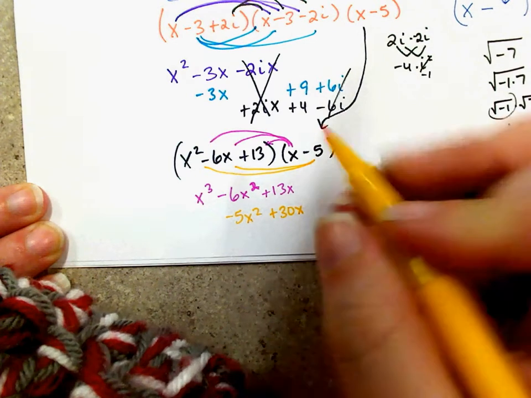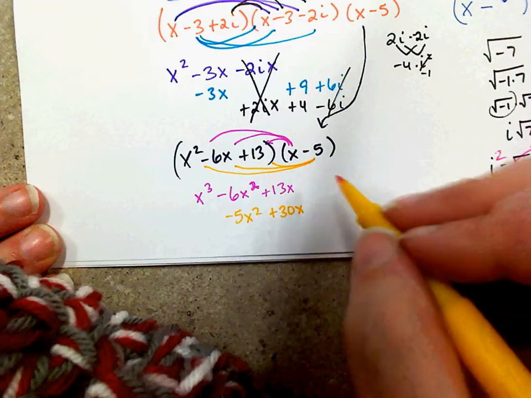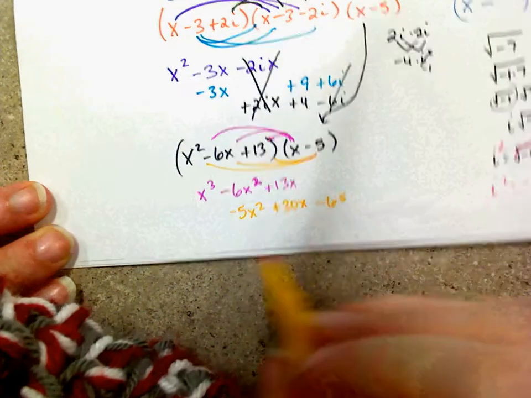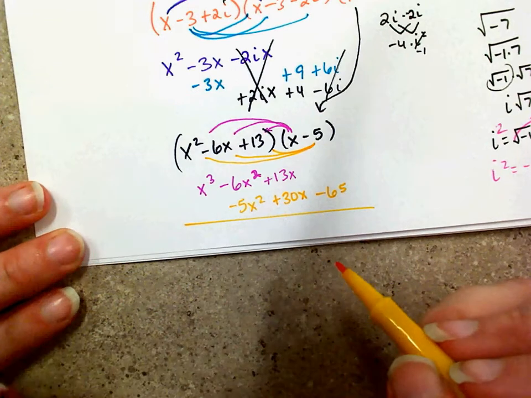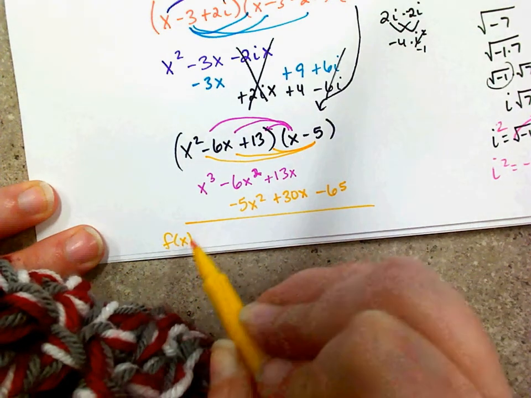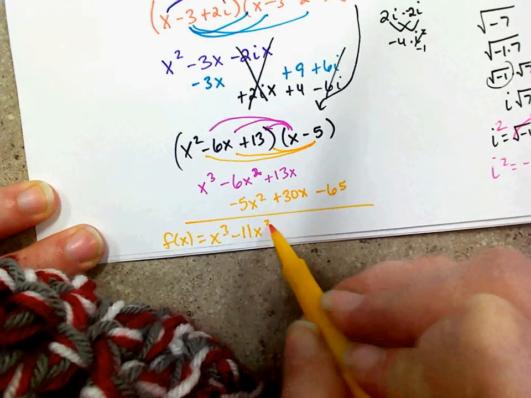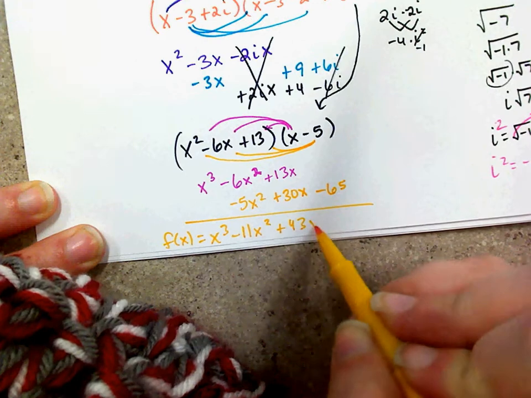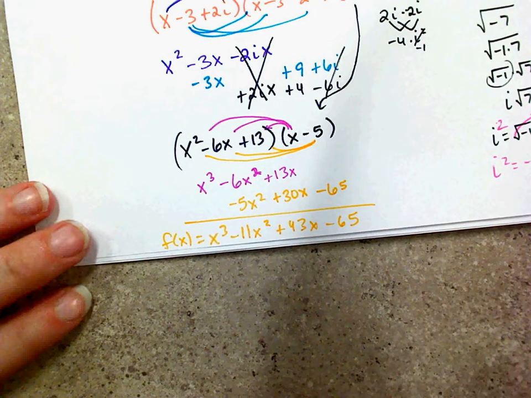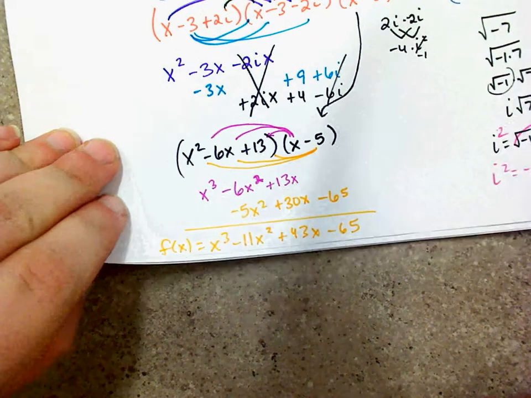And negative 5 times 13, well, 5 times 10 is 50, 5 times 3 is 15, so negative 65, 50 plus 15. So your final answer is the function, so we need to write f of x equals x cubed minus 11x squared plus 43x minus 65. Okay? Alright, let us move on to the next one.